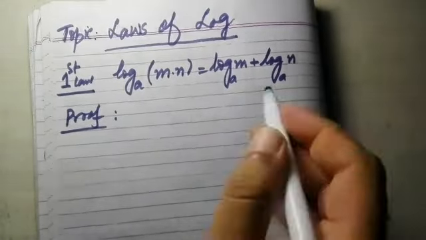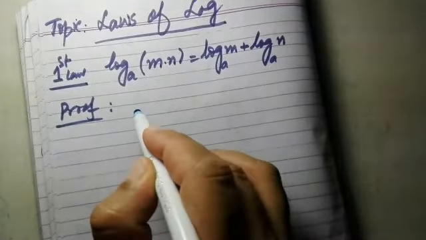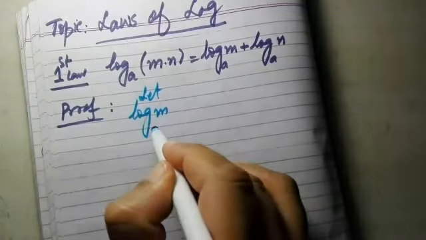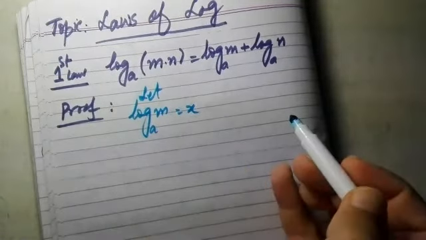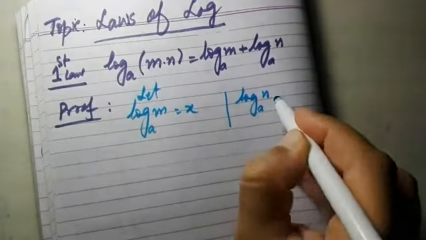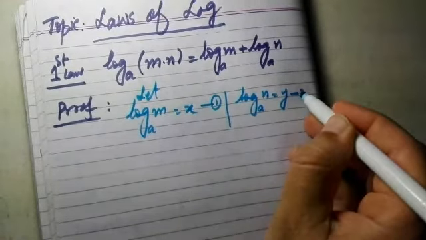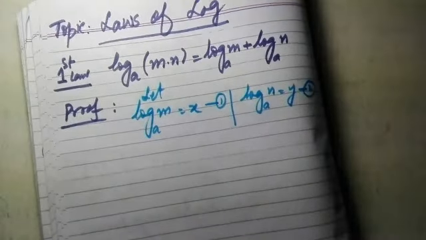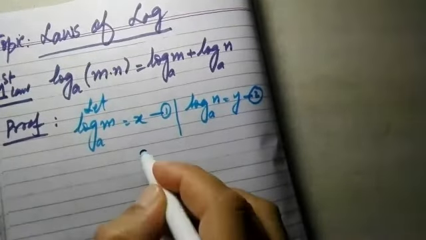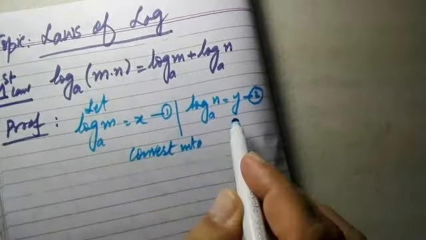And how to prove it: you will start the question like this. Assume that log m with base a is equal to x, and log n with base a is equal to y, and you label these 2 expressions as equation number 1 and equation number 2. This is the first step, and then you will convert into exponential form.